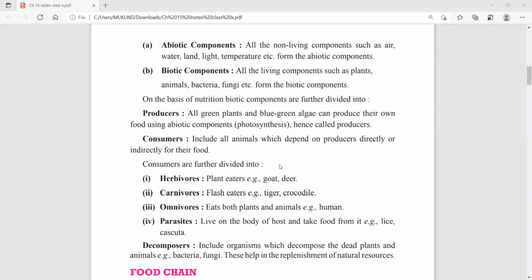They are not letting them go waste, right? So that the soil is maintained, the other environmental particles are maintained, right? So this is the best method, right?